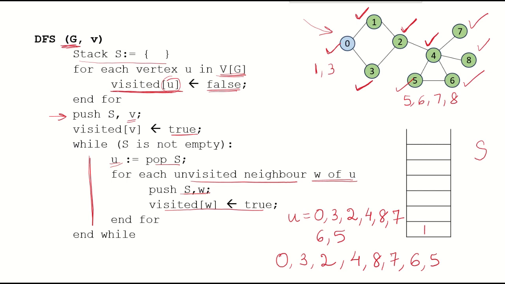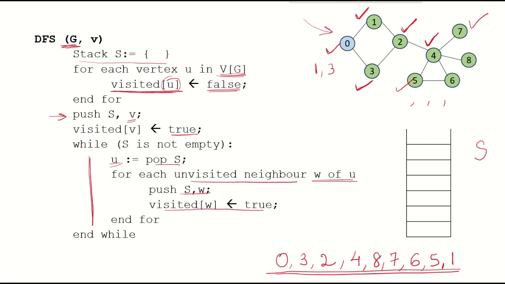We go back to our while loop and pop out again, and now we are back to 1. There are no unvisited neighbors of 1, and now our stack is empty. So this is the depth first search sequence that we have got. Let us see, using the logic of the example that we did earlier, whether this is correct or not. We can start this again.